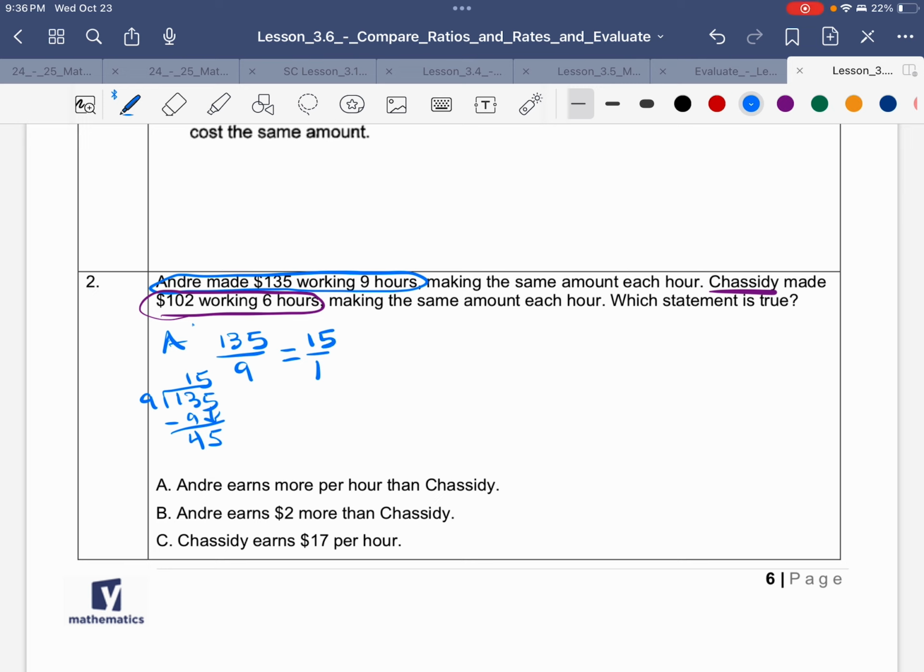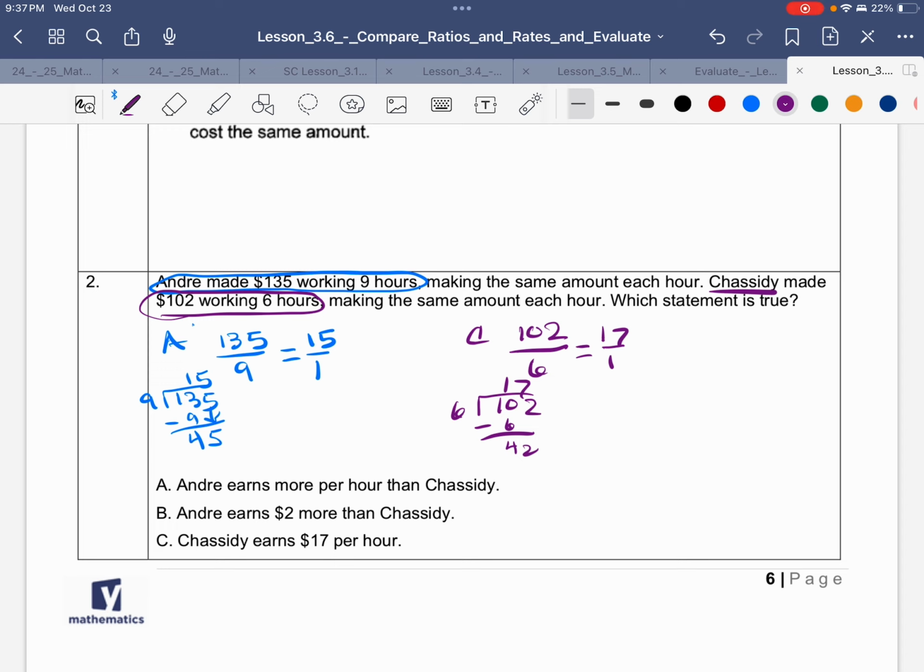Now Chastity, on the other hand, let's see. She's 102 in 6 hours. So again, we're dividing by 6 to get our 1 hour, right? So 102 divided by 6. She is making $17 an hour. So Chastity's making 17, Andre's making 15.